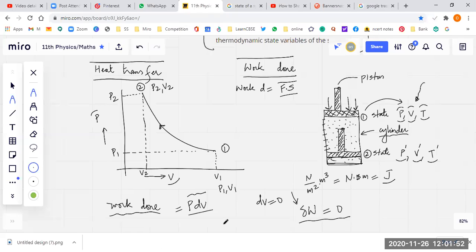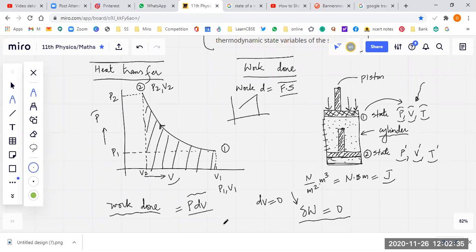Students, work done can be calculated from this graph also by calculating the area under this curve. Okay, if you remember your ninth class lectures, your teacher must have told you, when he was talking about velocity time curves or displacement time curves, especially the velocity time curve. Suppose this is your velocity time curve. Let's say something is going with constant acceleration. So this straight line is your velocity time curve.